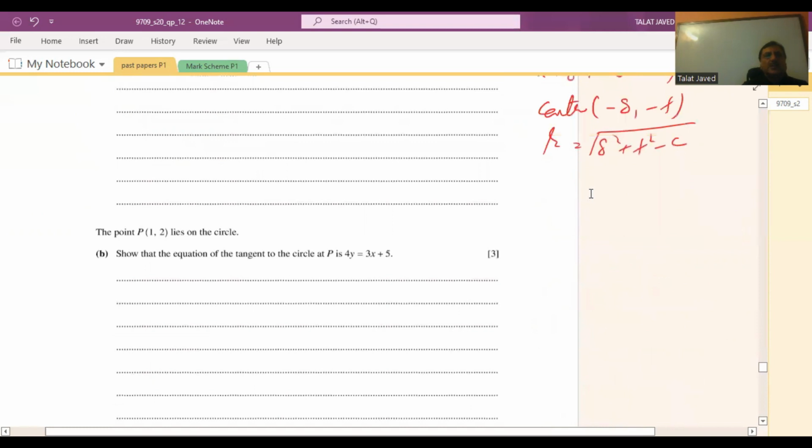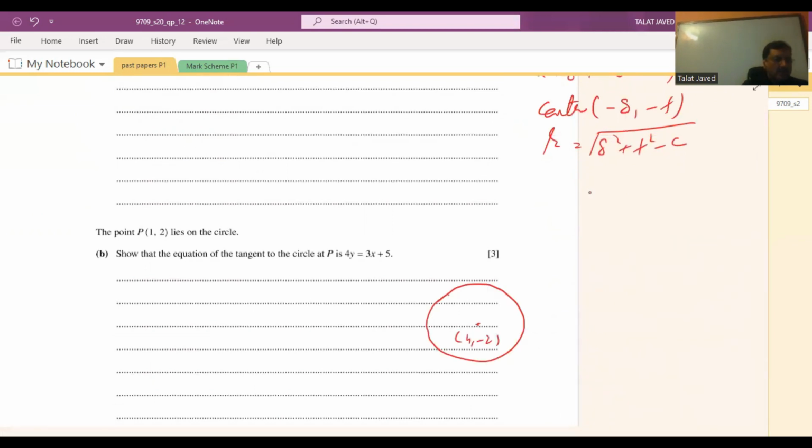Now to show that the point P, whose coordinates are (1, 2), lies on the circle, find the equation of the tangent. Whatever we explained about this property, the tangent to the circle makes an angle of 90 degrees with the radius. So find the gradient of CP. The gradient of CP will be minus 4.